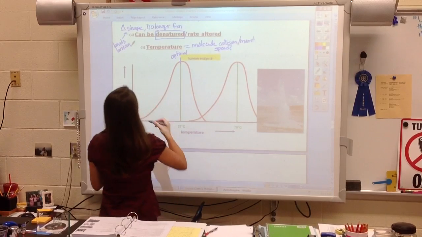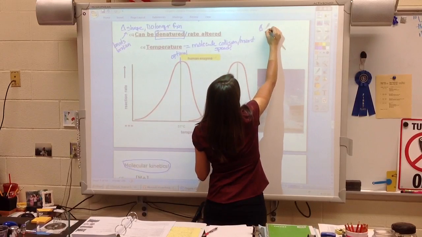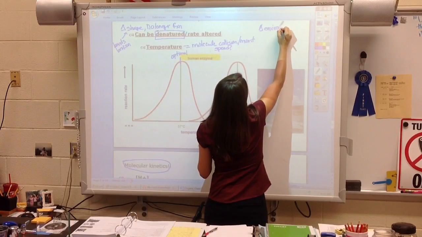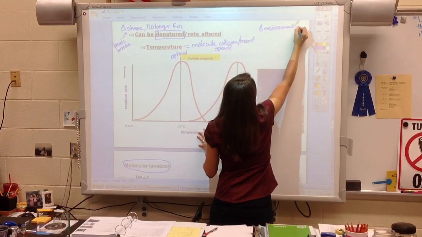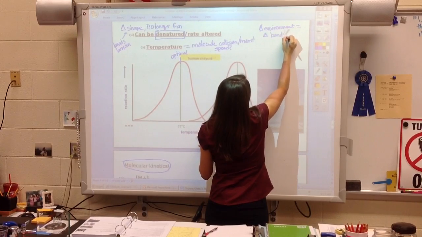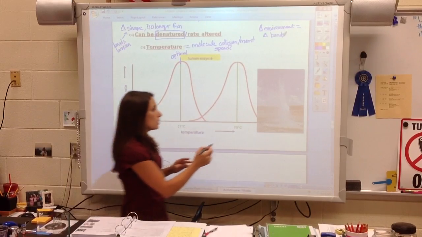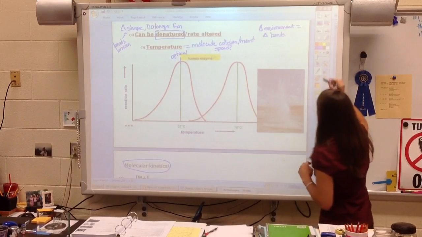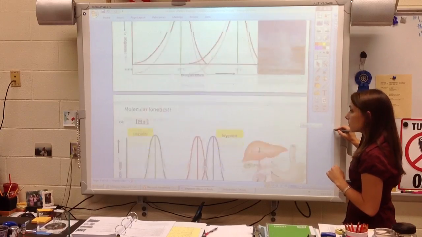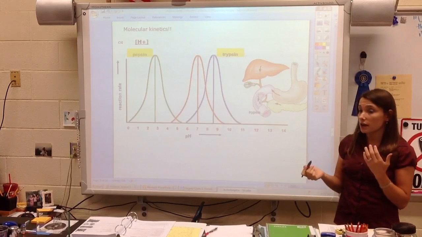So really, anytime we talk about a change in the environment, this is going to usually change the bonds. So the next thing that might influence this is also going to be pH, or the concentration of hydrogen ions.